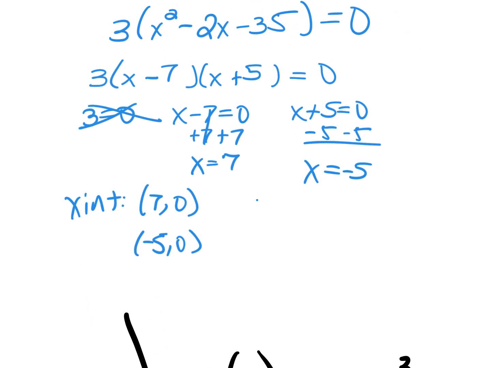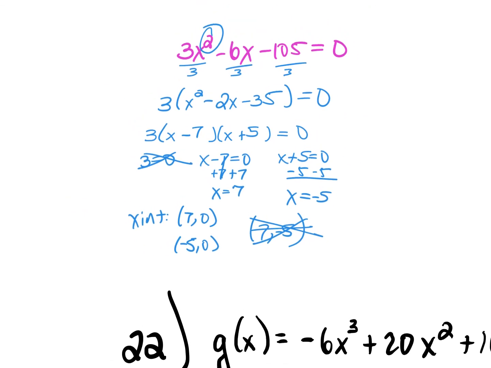Guys, this is not the same thing as (7, 0) and (-5, 0). That is the point (7, -5). I understand what you're trying to tell me, that those are both the intercepts, but that's not the way that you write it. That means something totally different. So you need to have (7, 0), (-5, 0).